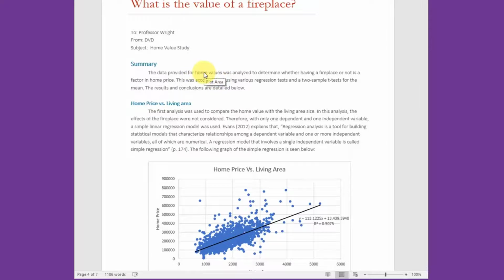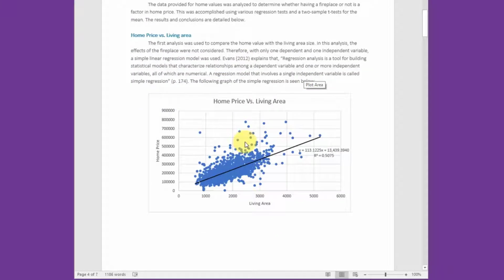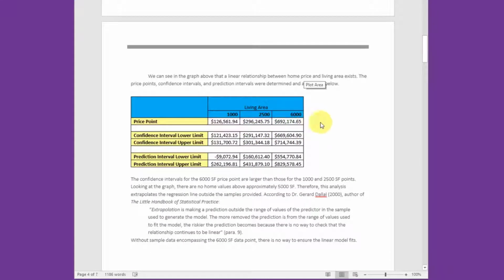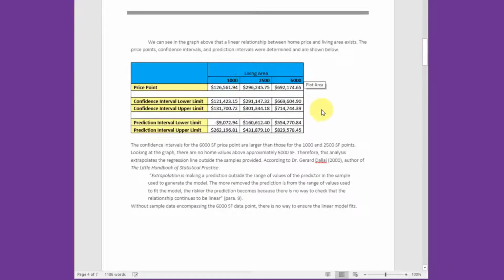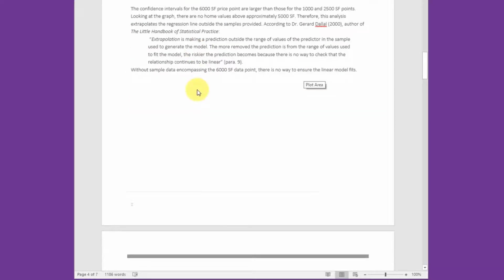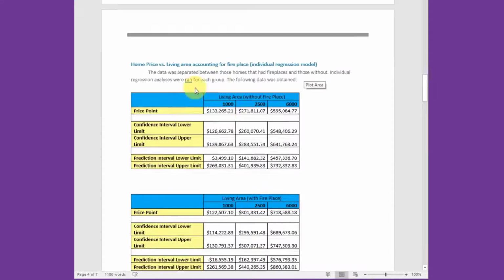Very simple little business type report, summary, and then starts into the meat of the things. A little bit of discussion with some references, and then the nice graph. Summary here of the confidence intervals on the various size houses. A little more information about why the prediction interval is different than the confidence interval.